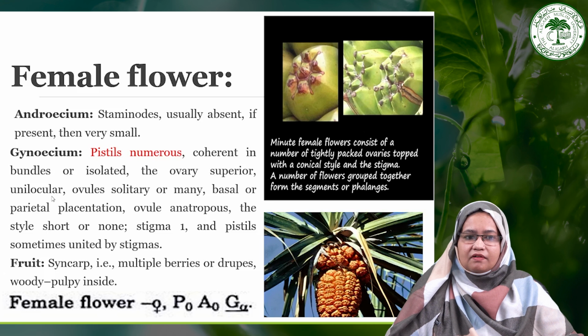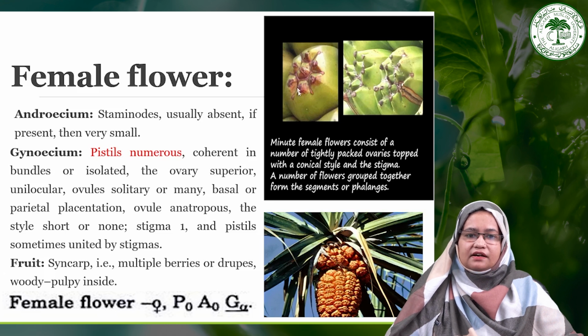They are unilocular, ovules solitary or many. They show basal or parietal placentation. Ovules are generally anatropous and the style is short or none. And the stigma is one, and the pistils are united by stigmas. As you can see, this is a minute female flower, consisting of a number of tightly packed ovaries topped with a conical style and the stigma.